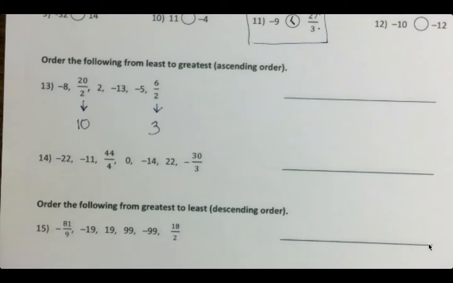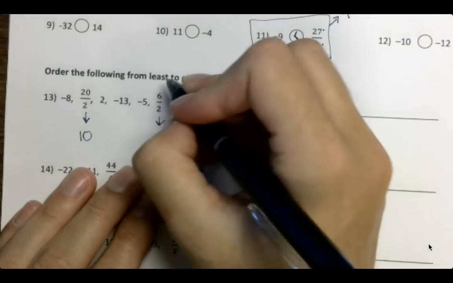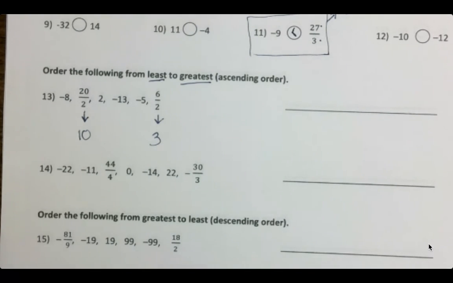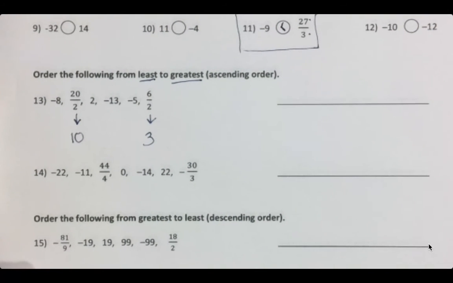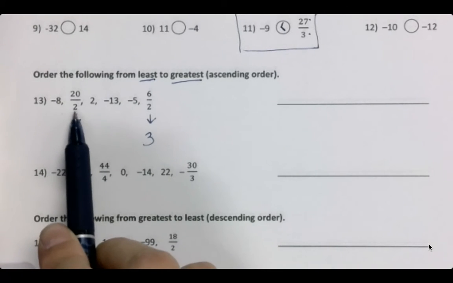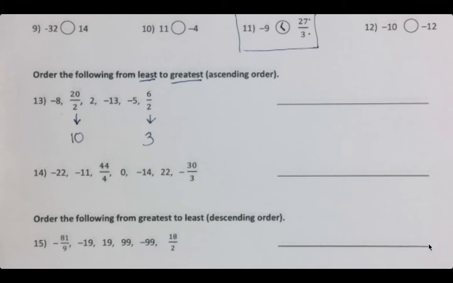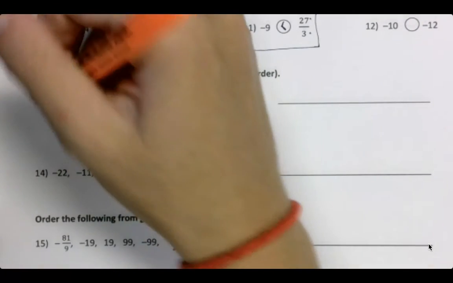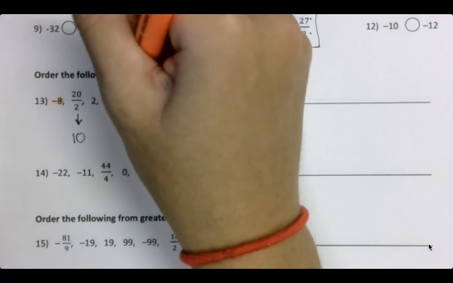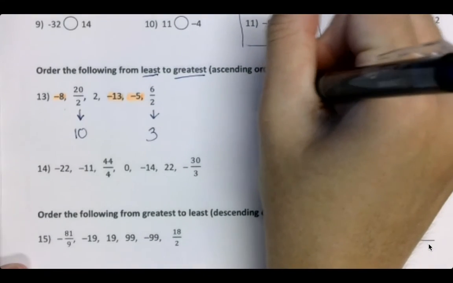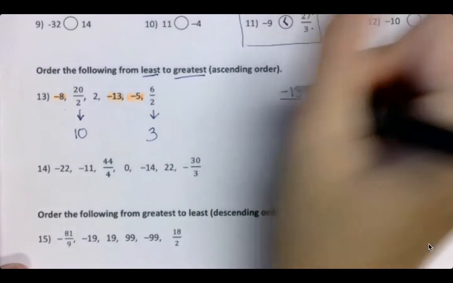All right? So it says from least, smallest, to greatest, biggest. So which one is the smallest? Which one would be the farthest on the number line? It's definitely going to be one of the negative numbers, right? So it's going to be one of these three numbers. Which one would you not want your bank account to look like? I know none of them, but negative 13 would be the worst.